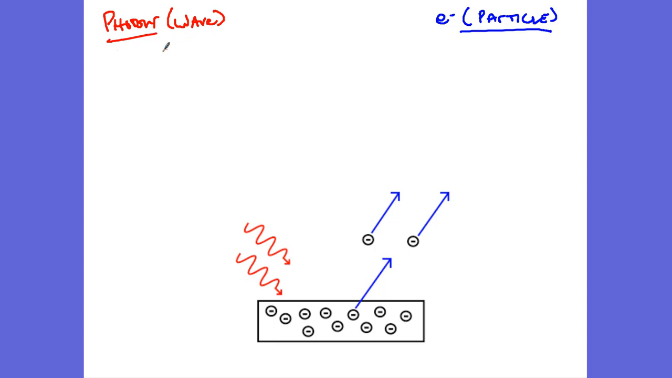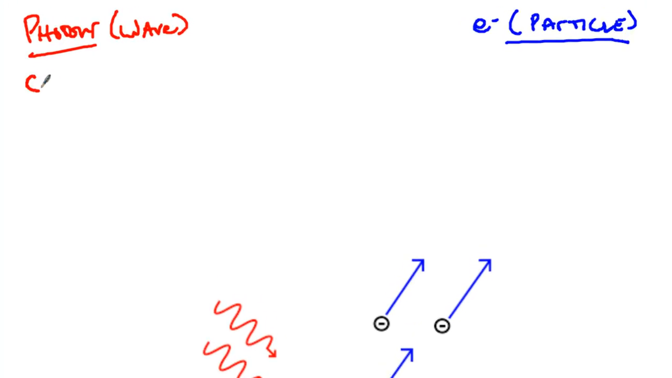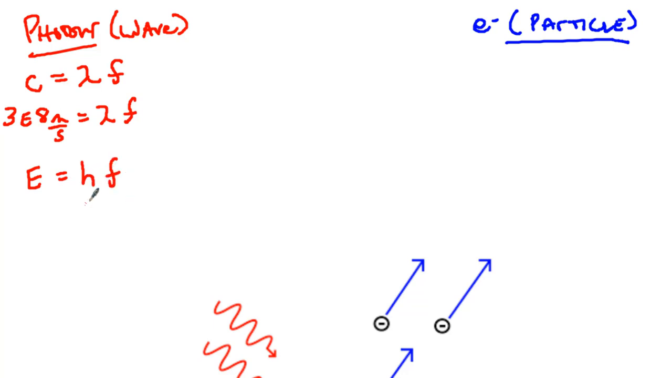Now, with photons or waves, the equation we're going to use is the speed of light equals wavelength times frequency. Okay, and the speed of light is always 3 times 10 to the 8th meters per second. That's equal to the wavelength times the frequency. We also have the equation energy equals Planck's constant times frequency. And Planck's constant, this h value, is either going to be 6.63 times 10 to the negative 34th joule seconds, or it's going to be 4.14 times 10 to the negative 15 electron volt seconds.